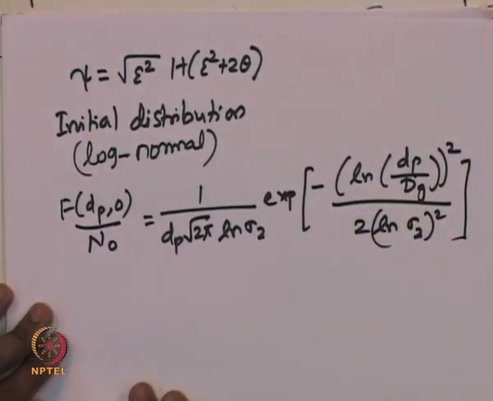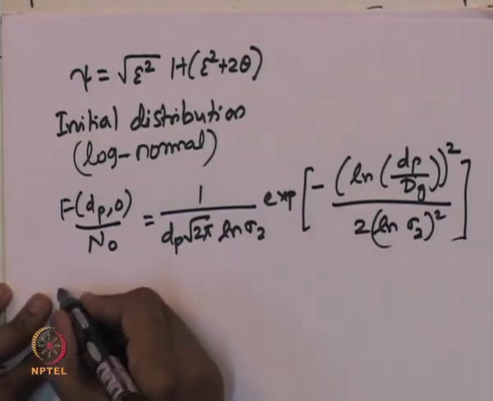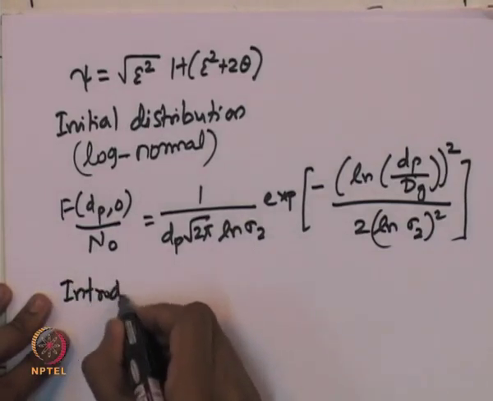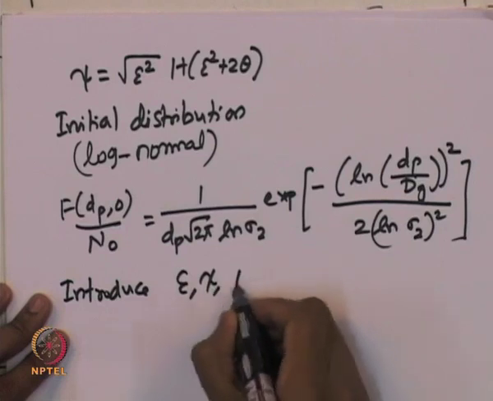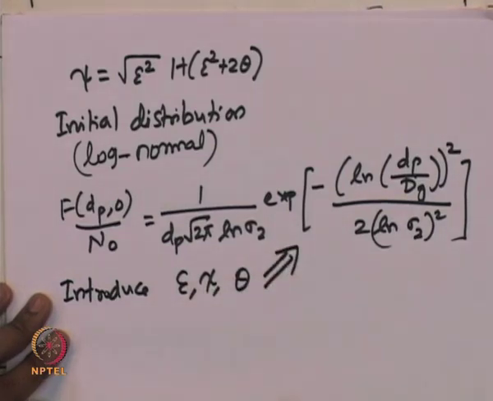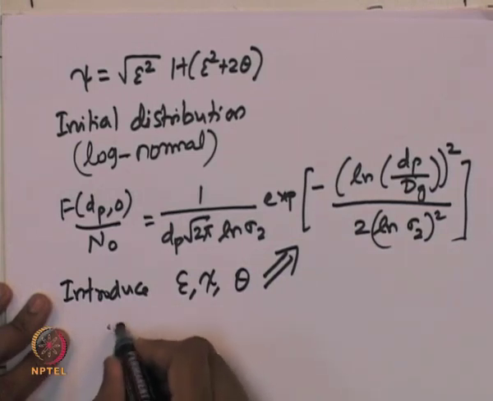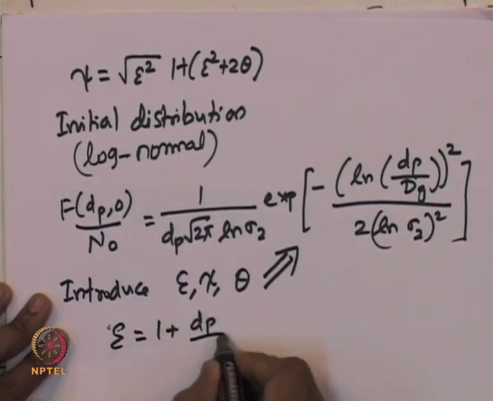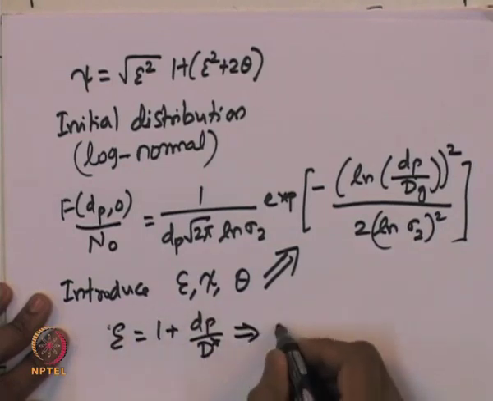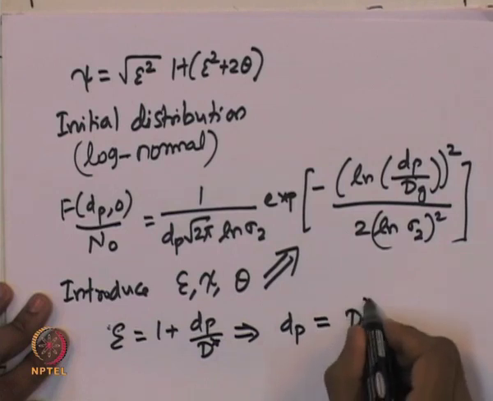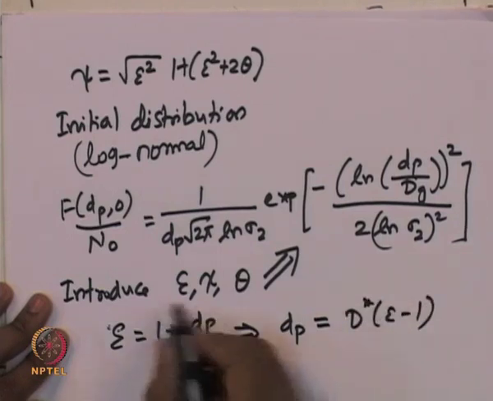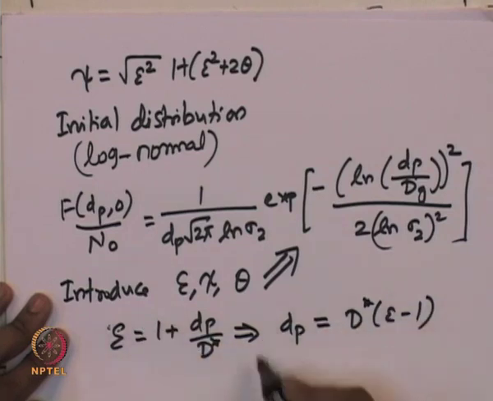Now, if you know the initial distribution, then we can introduce the transformed variables. So, basically we introduce epsilon, psi and theta into this initial distribution, and we assume that epsilon is equal to 1 plus dp by d star. So, this comes from the non-dimensional form of epsilon. Then from here we can get that dp is equal to d star into epsilon minus 1, and from here we can find out the relationship between dp and the other parameters.